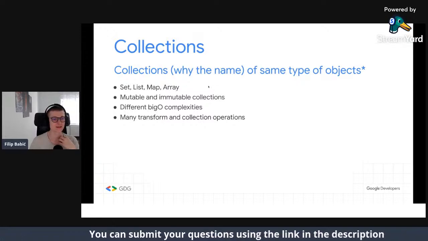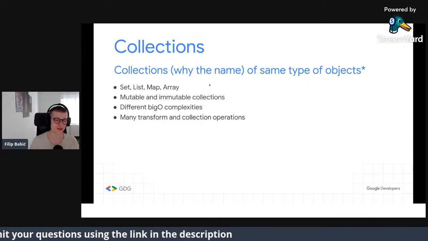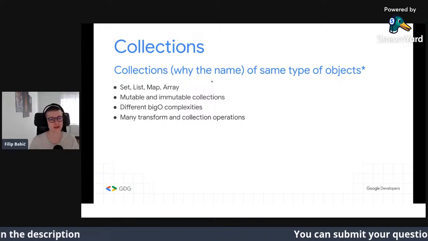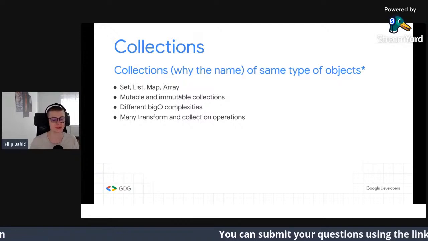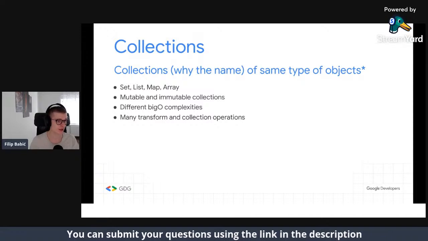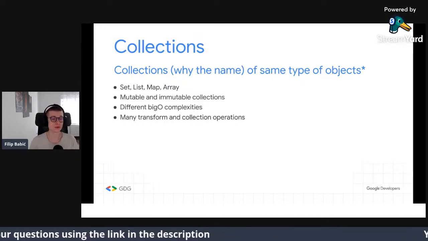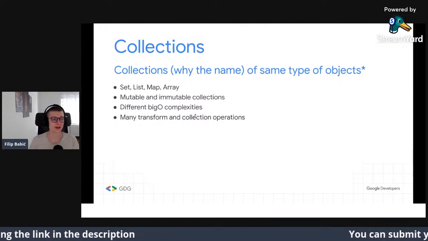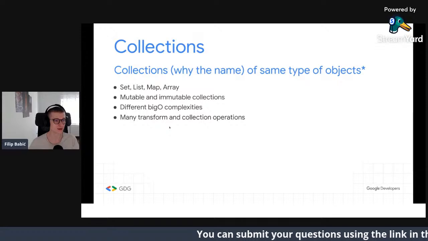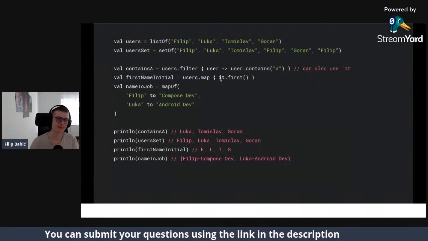All of these have different big O complexities, or how efficient they are when you want to return an item, delete, add, or insert an item to the collection. You also have immutable and mutable collections, so collections which cannot be changed and collections which can be changed by adding or removing items. And you also have a ton of operations that you can run on them to transform these collections. So let's see what it looks like.